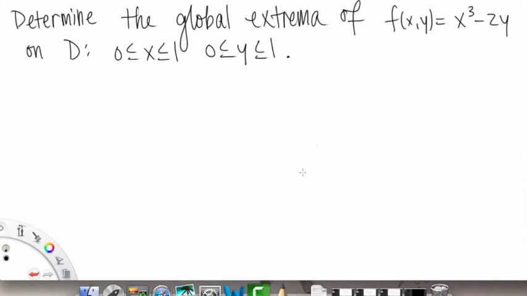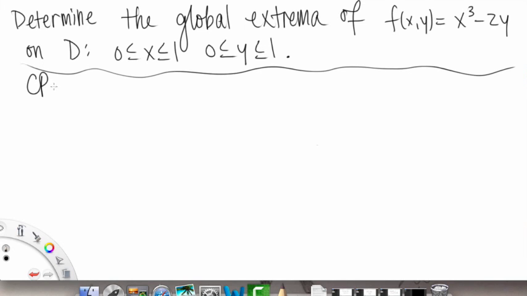Okay, we're going to determine the global extrema, aka max or min, of f of x, y is equal to x cubed minus 2y on the domain where x is between 0 and 1 and y is between 0 and 1 as well. Okay, so what we're going to do is find and test the critical points and the boundaries.